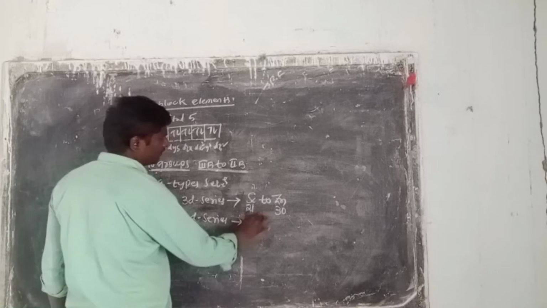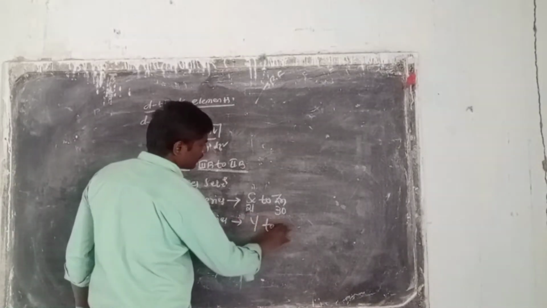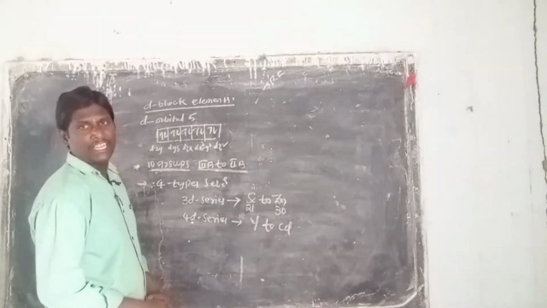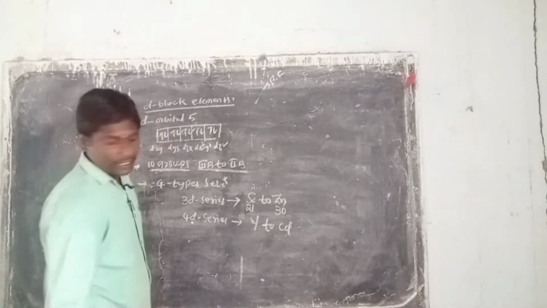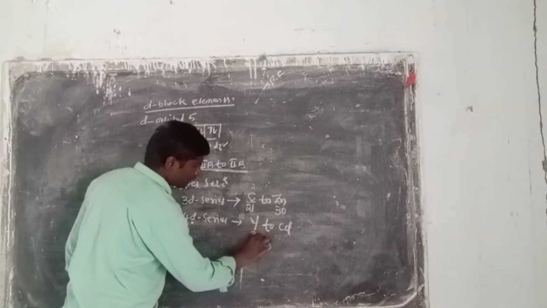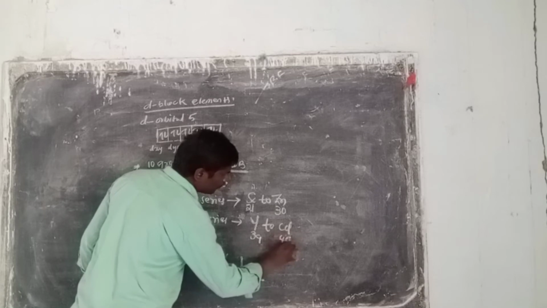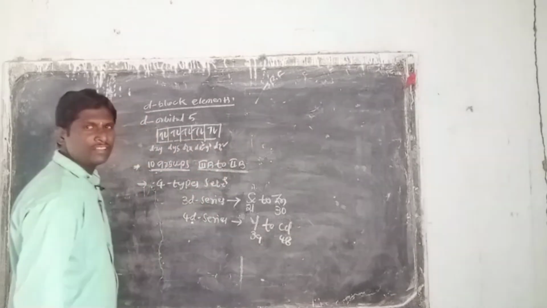4D series is yttrium to cadmium. Yttrium to cadmium, atomic numbers 39 to 48. Yttrium is atomic number 39, cadmium is atomic number 48. This is the 4D series.